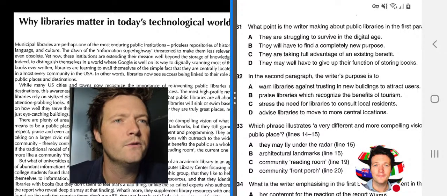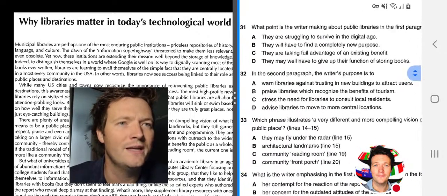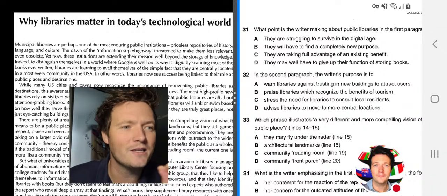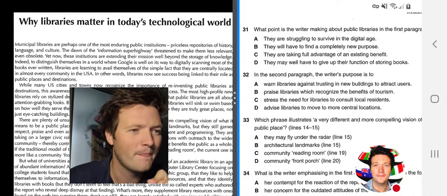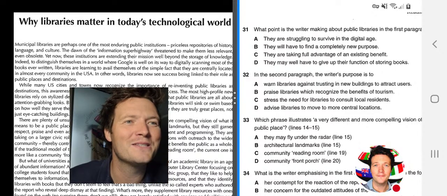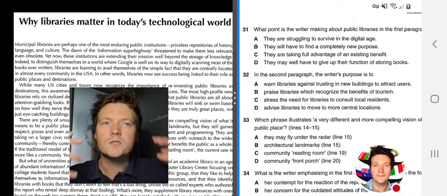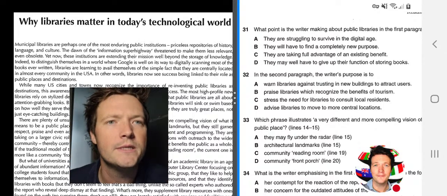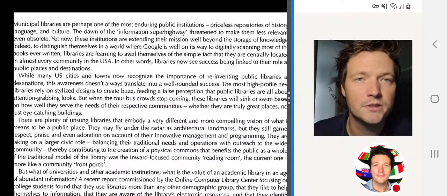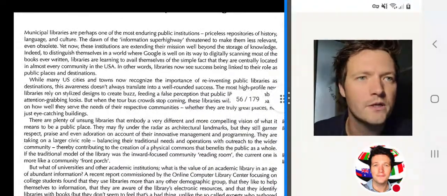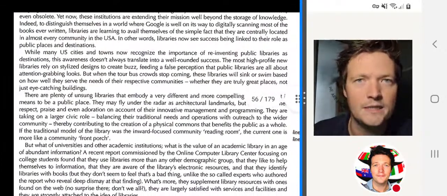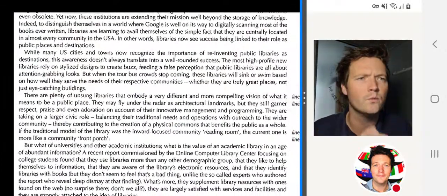Okay, so we're going to focus on question 32. And again, I'm going to focus on the question. It says, in the second paragraph, the writer's purpose is to what? So what is the writer's purpose in the second paragraph? I'm not going to look at the possible answers. I'm going to focus on the text as much as I can, and then I'll look at the answers. What do I think the writer wants to achieve?